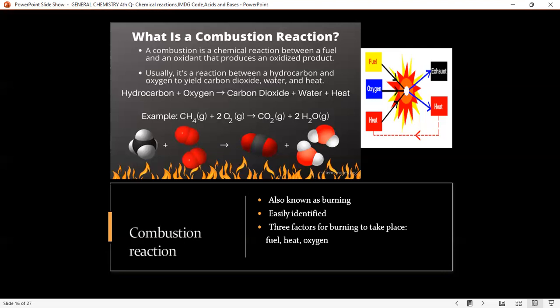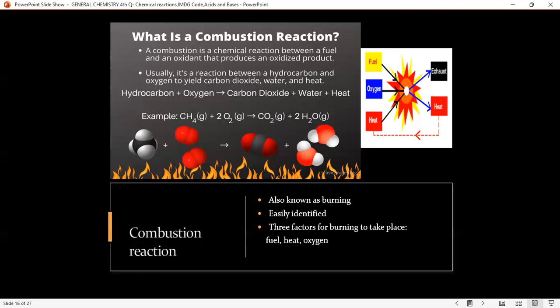All right, so our combustion reaction is easily identified. Why? Because of course, there is always a release of energy in this specific type of reaction. And there are three factors that we consider, actually four factors, before burning takes place. We have the presence of fuel, the presence of heat, the presence of oxygen, and of course, the last factor is chemical reaction. All right, so without chemical reaction, these three specific factors will not begin interacting with each other.